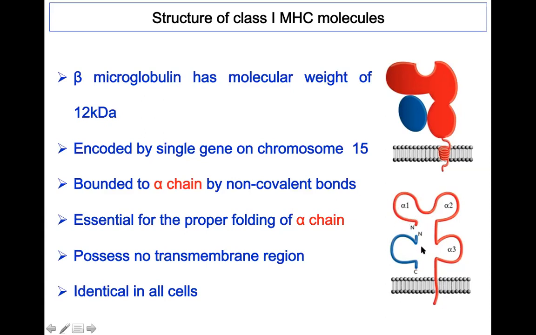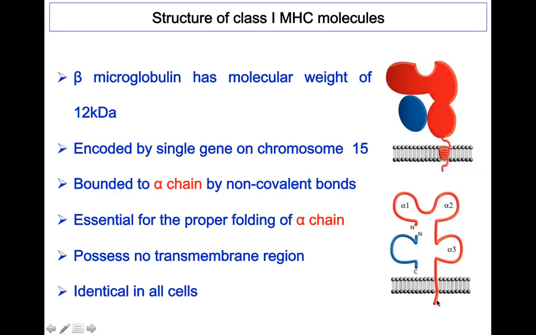And what kind of bond do they form? They form a non-covalent bond. And what is the role of this beta microglobulin? The role is in the folding of the alpha chains. It helps to fold the alpha chains so they can receive, to accept the antigen, and it possesses no transmembrane region.